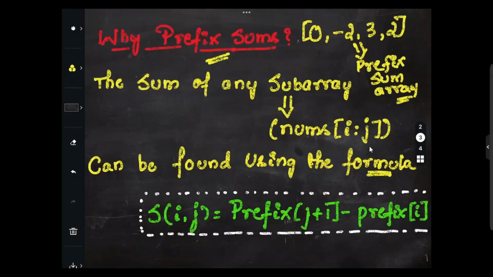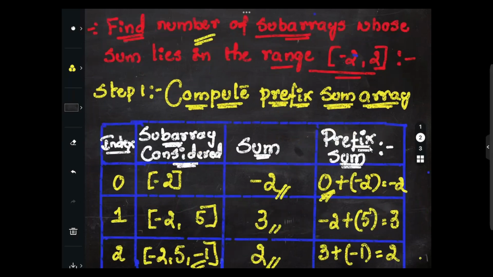So why will we be making use of the prefix sum here? Because the sum of any subarray, nums of i to j, can be found using the formula S of i,j equals prefix of j plus 1 minus prefix of i. This formula we have to keep in mind. The sum of any subarray, that's how we calculated basically, using the prefix array.